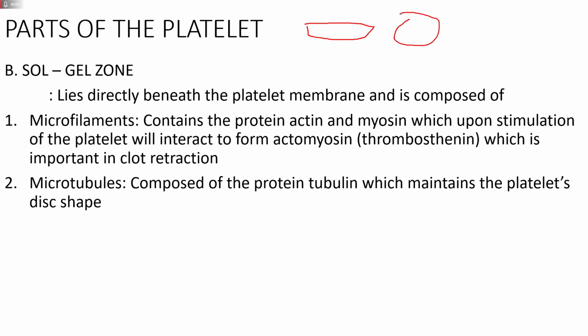So, kanina bilog siya. This would be, let's look at it in a, ano bang tawag sa view na to? Peripheral view ba or ano? Basta it would be found beneath your platelet membrane and is composed of microfilaments which contain the proteins actin and myosin. So, si actin and myosin nyo class would stimulate the platelet to interact to form actomyosin. So, sa microfilaments nyo class, there is actin and myosin.